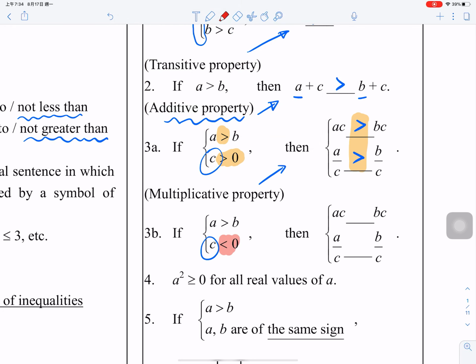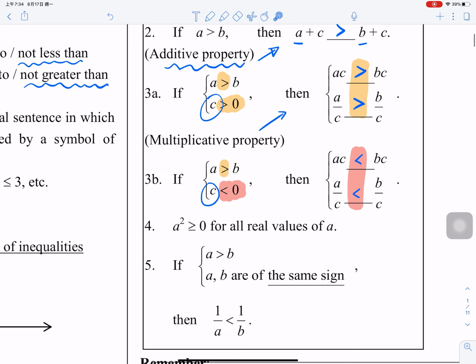If C is smaller than 0, then what happened? If this one is greater, then I just want to show you, this one becomes smaller. A is greater than B, but if you multiply by a negative value, then the inequality sign changes.